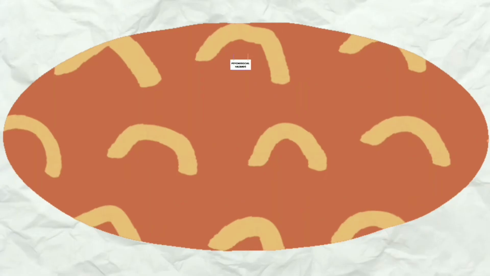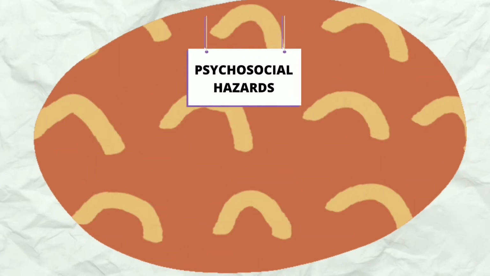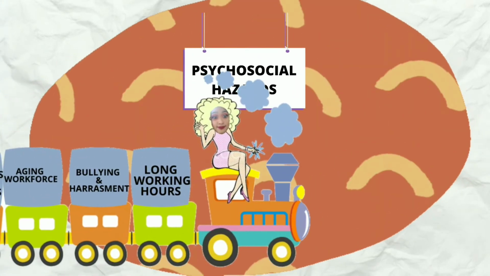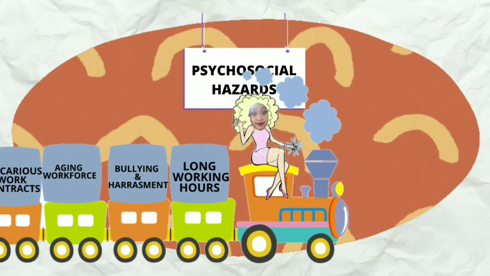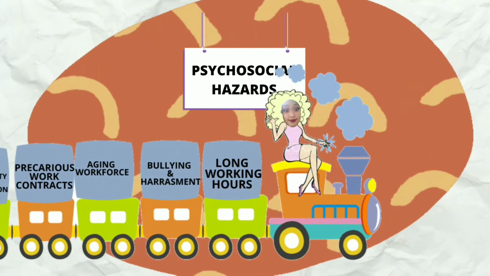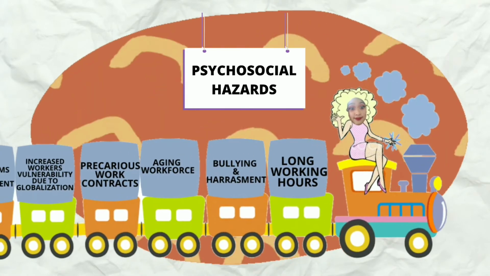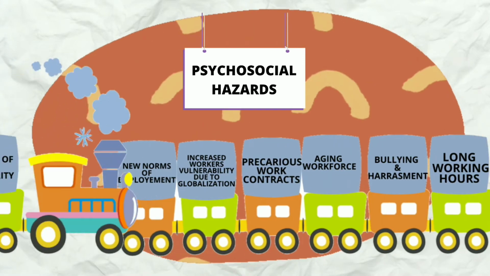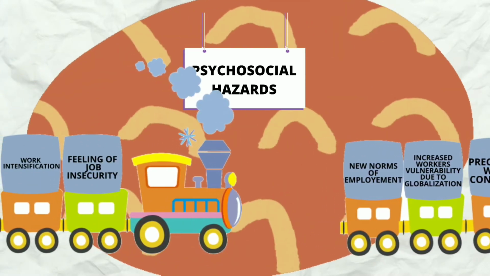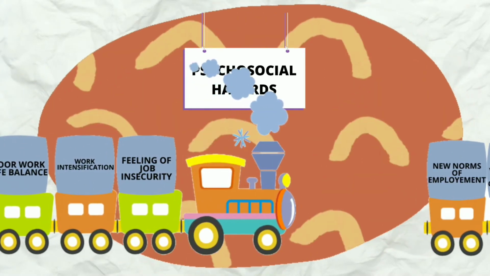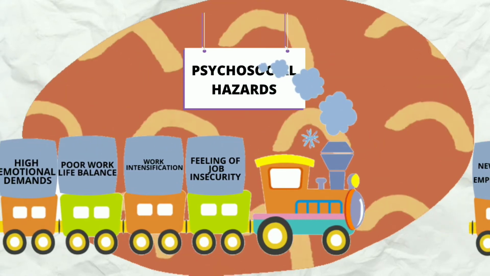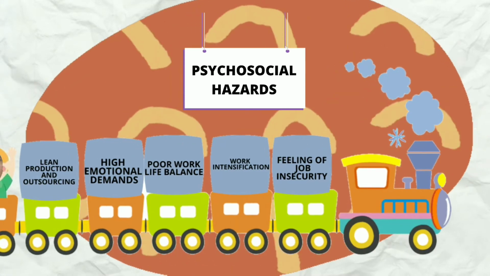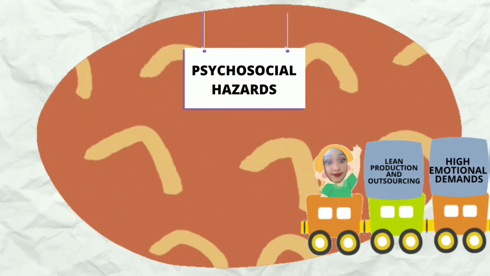The next hazard is the psychosocial hazards. This includes long working hours, bullying and harassment, aging workforce, precarious work contracts, increased worker vulnerability due to globalization, new norms of employment, feeling of job insecurity, work intensification, poor work-life balance, high emotional demands, and lean production and outsourcing.